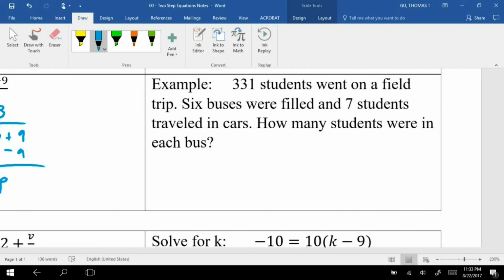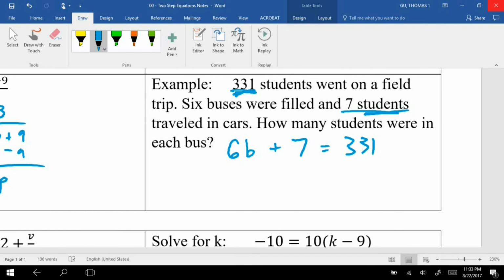We have 331 students on a field trip. 6 buses. Well, let's start writing. We got 6, and we got buses, so I'm going to use B for bus. The buses are filled, and 7 students traveled in cars. So we got 6 buses, right? And let's just add 7 students because they came in cars. The cars don't matter because it's talking about 7 students. And now, how many students total? It says right here, 331. So let's put 331 over here. 6 buses plus 7 students equals 331.